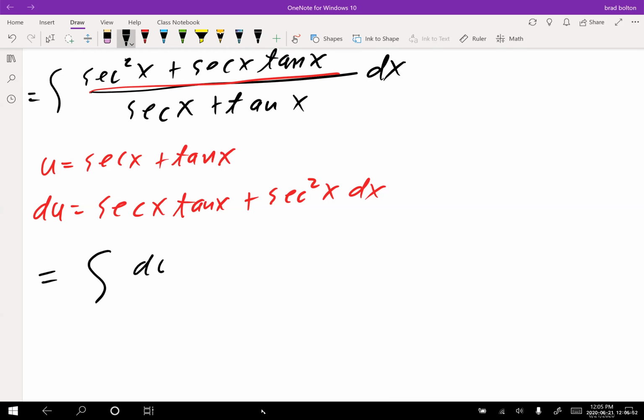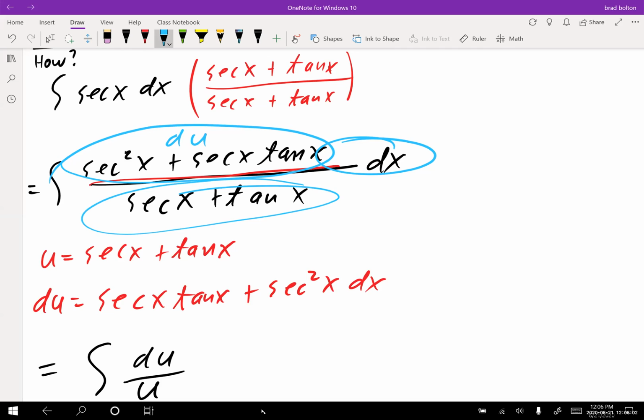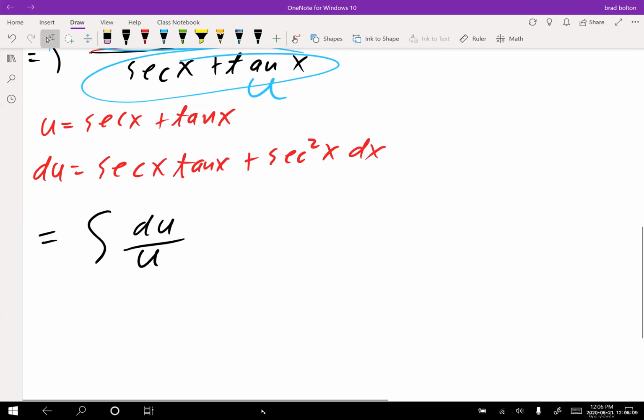So now what I'm going to do is rewrite this as the integral of du over u, right? I mean, think about it. This piece right here, all of this is just du, and this piece right here is just u. So it's du over u. It seems simple, but that's what u sub does. It makes a very complicated problem look simplistic.